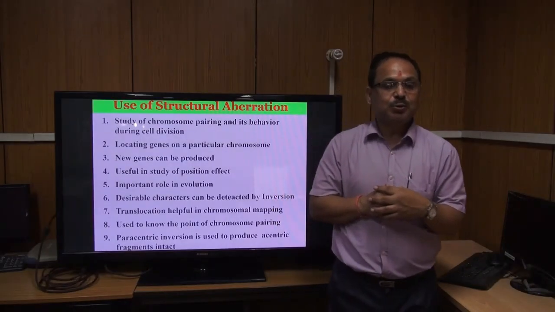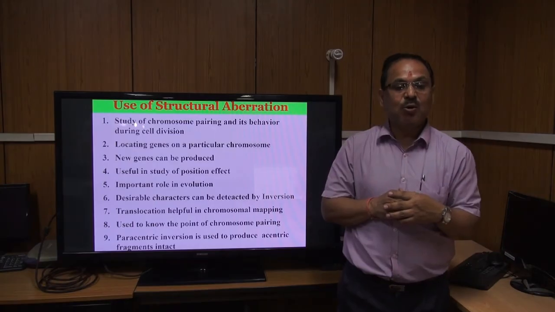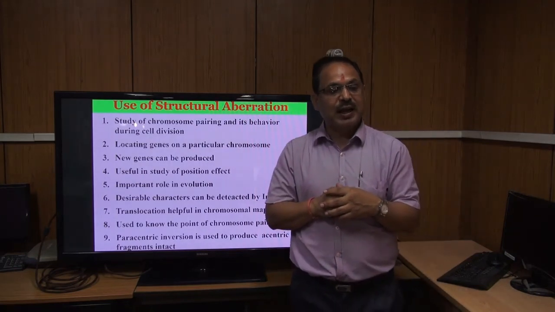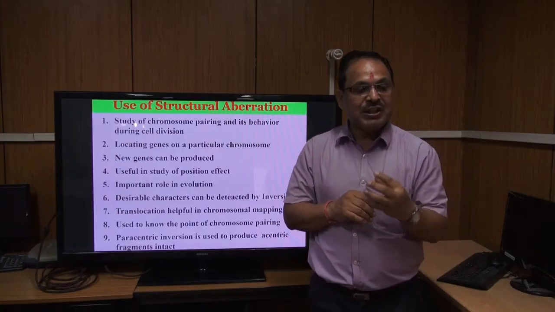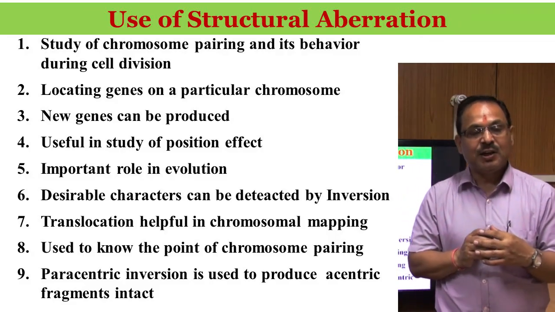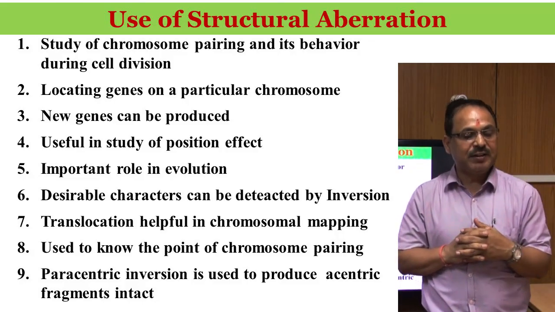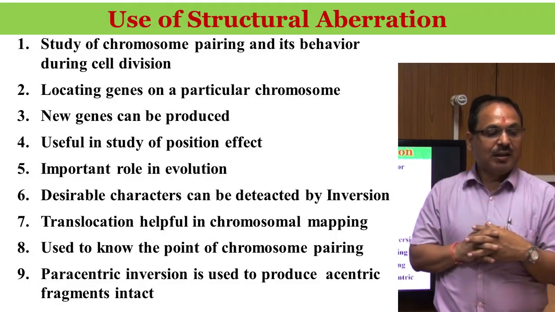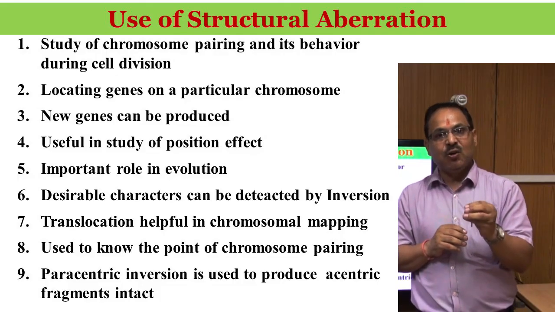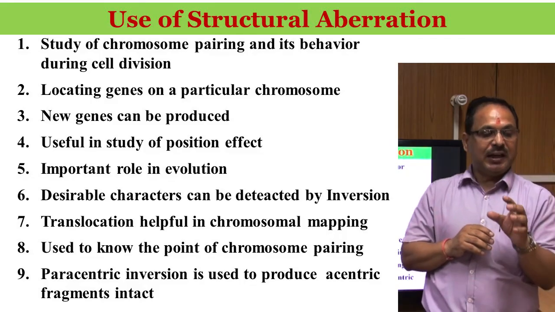Some of the uses we must know about the structural aberrations. What is the significance of structural aberration in agricultural science or life science? The study of chromosomes helps in the study of chromosomal pairing and their behavior during cell division, how the chromosomes behave during the different stages of cell division. Next is locating the genes, where particular genes are located on particular chromosomes. For this, structural aberrations are helpful.